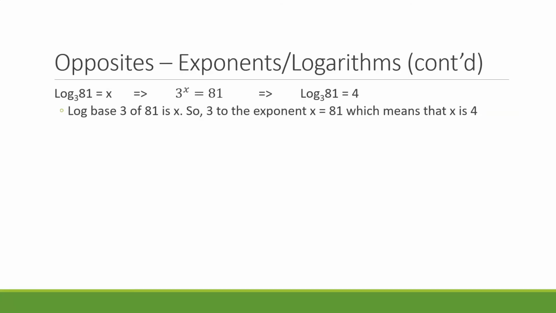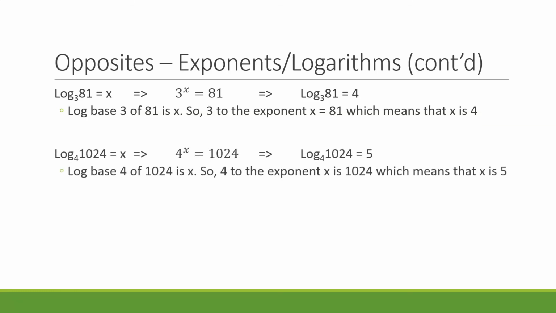If you've got log base 3 of 81 equals x, that's the same as saying 3 to the exponent x is equal to 81. When we work it out, we can see that log base 3 of 81 is equal to 4. Log base 4 of 1024 is x. So 4 to the exponent x is 1024, and therefore the log base 4 of 1024 is equal to 5, because we'd have to raise 4 to the exponent 5 to get 1024.